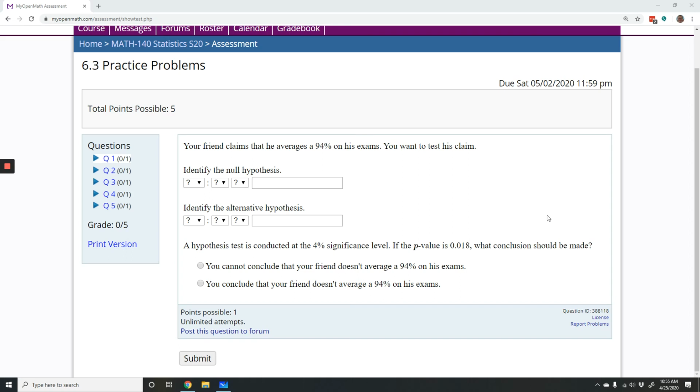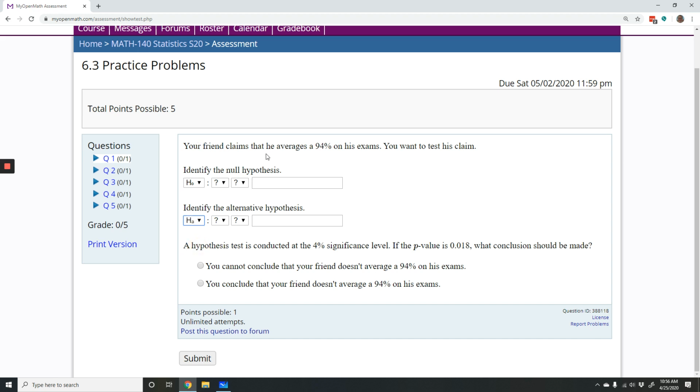Your friend claims that he averages 94% on his exams. You want to test his claim. So first we're going to identify the null hypothesis, which we represent with the symbol H sub 0. We're going to identify the alternative hypothesis, which we represent with the symbol H sub A.